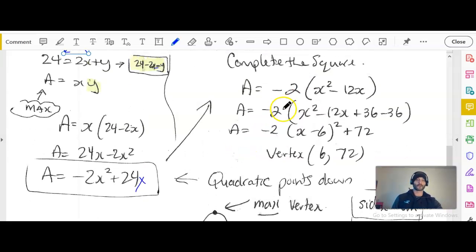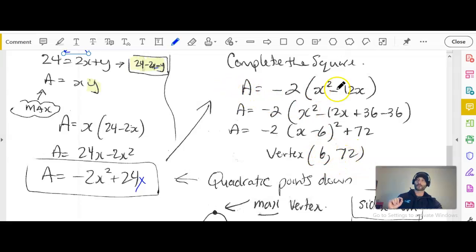Well, you just complete the square. That's a basic skill, and I'm not going to go over it here. I completed the square right in here, and eventually you could see that I wrote down the vertex as positive 6 and 72. Now, you've got to be careful. Sometimes people get solutions and don't know how to interpret them. This is the x value, and this is, of course, the y value.